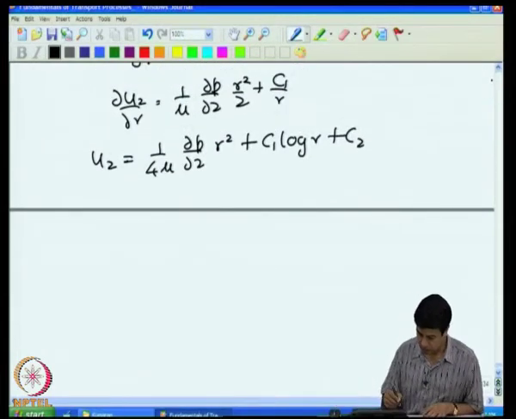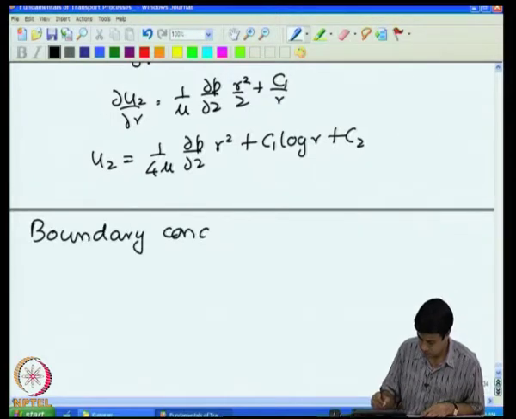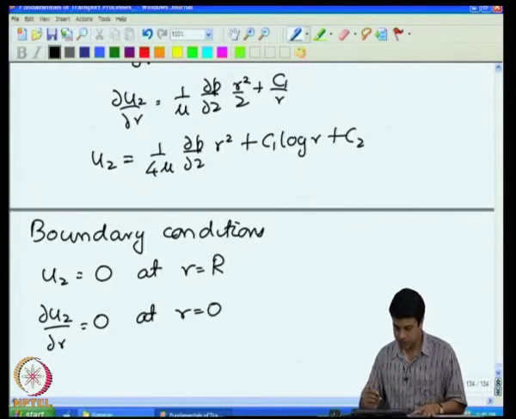So, the boundary conditions: u_z is equal to 0 at r is equal to capital R, and du_z by dr is equal to 0 at r is equal to 0.